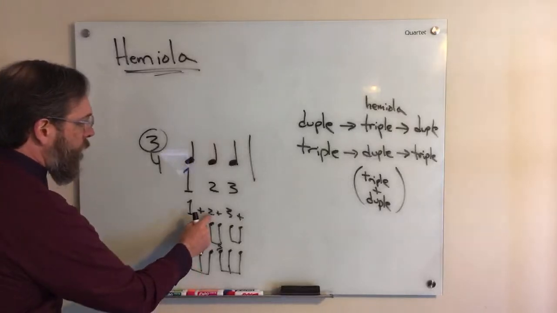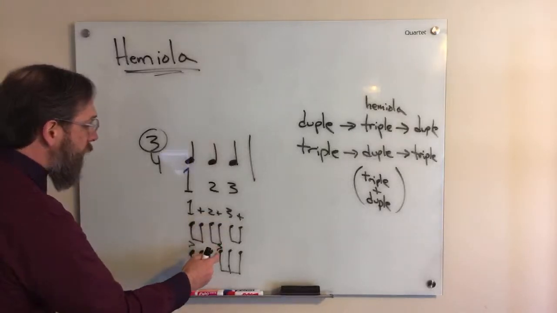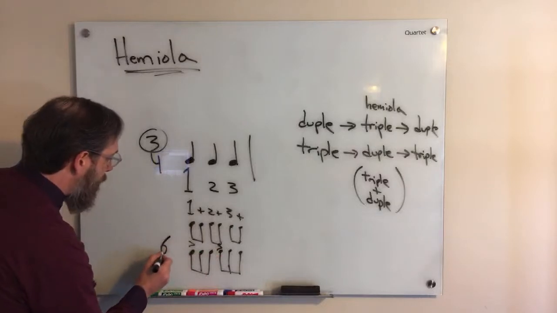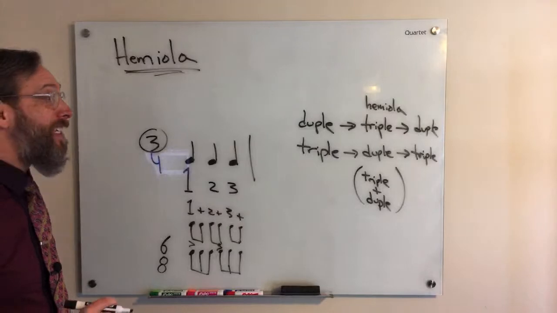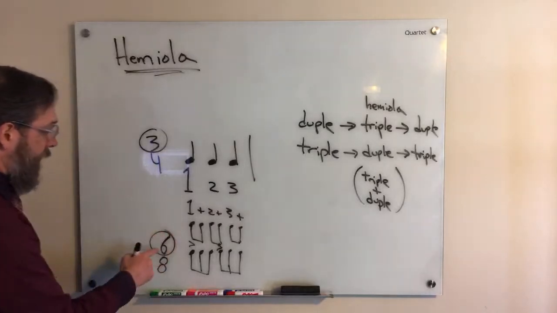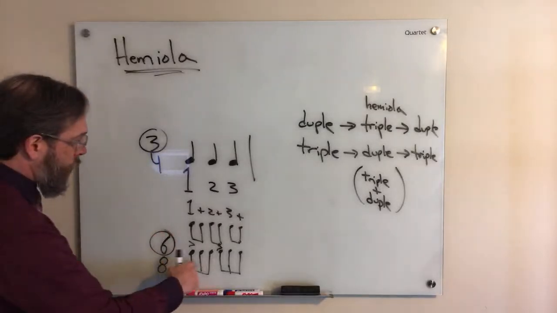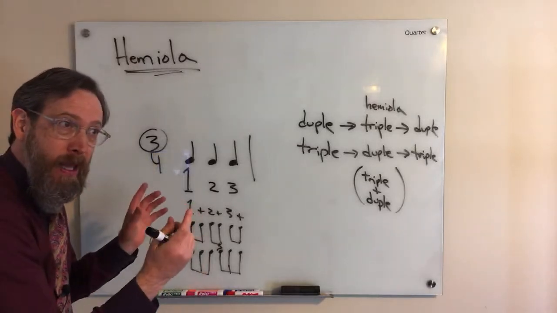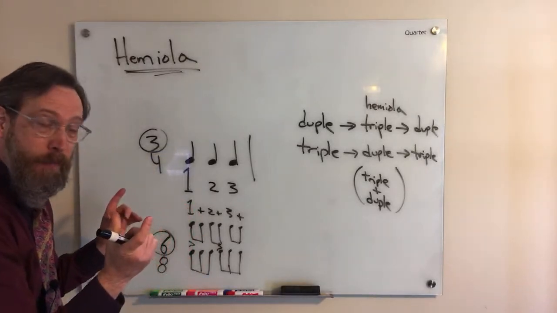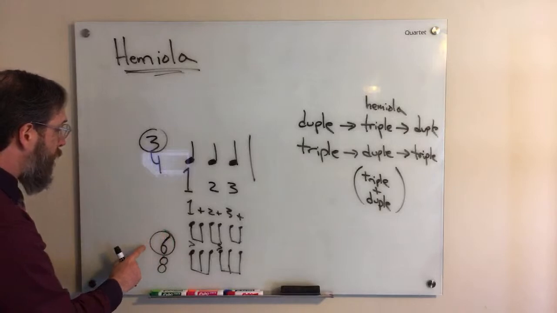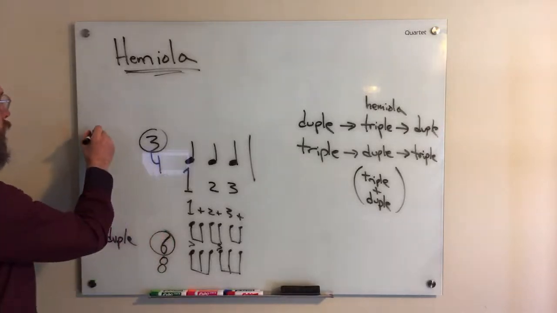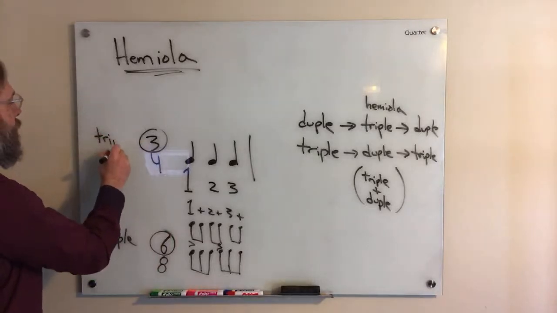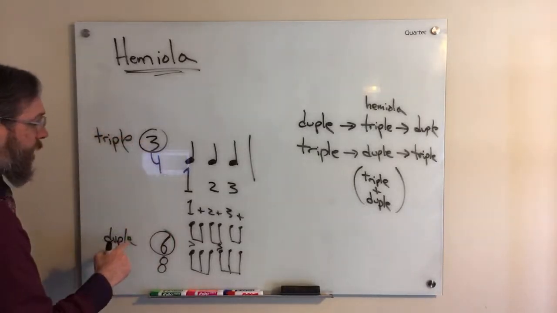If I shift it from 2 and 3 to the and of 2, now what I am implying is a meter of 6/8, which is a duple meter. This is a compound meter because there's three subdivisions within every beat. So compound meter, whenever we have a 6, this is called a duple meter. Okay, so the 3 means that we have a triple meter. The 6 means we have a duple meter.